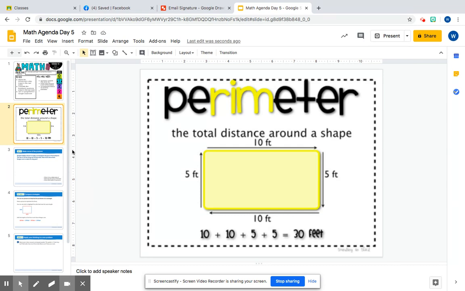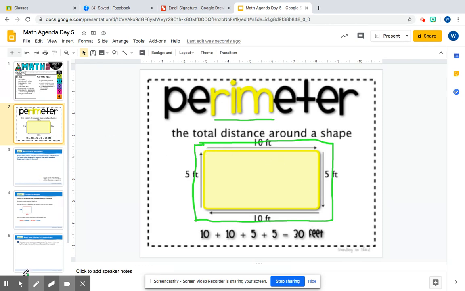The perimeter of a shape, and the shapes we're going to be looking at today are rectangles, is the total distance around the shape. So that just means all the way around here, around the edge. That's the perimeter, okay, all the way around the edge. If you look in the word perimeter, it has the word rim in it. So that may be an easy way for you to remember that you just add around the shape. The edge around the shape is what you're looking at.